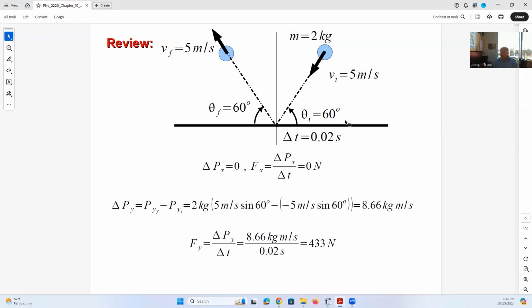If we want the y component of the force, it's the change in momentum in the y direction divided by the change in time, or 8.66 divided by 0.02, which equals 433 newtons. We're going to need this in a couple of chapters when we try to define what pressure is.